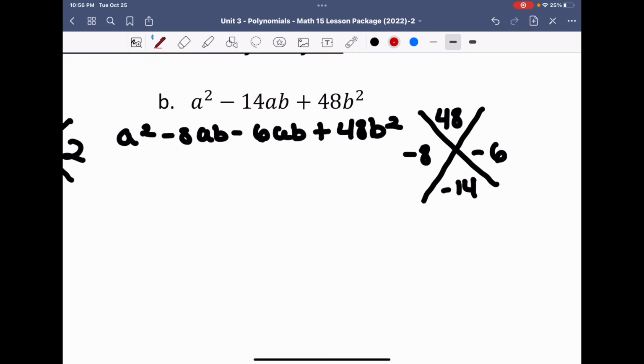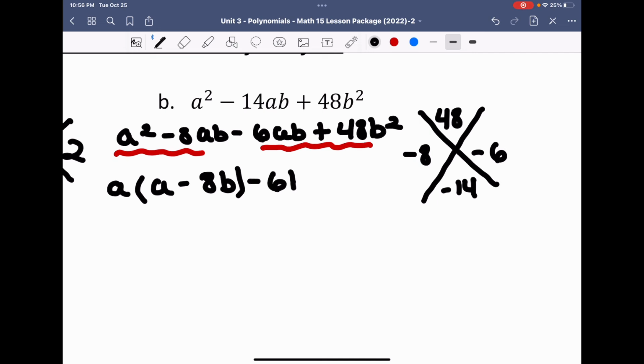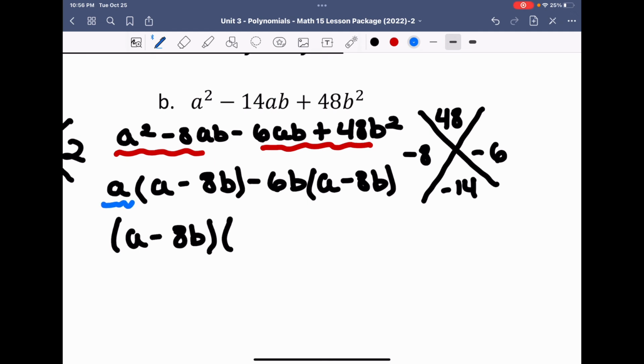All right, now I pair my first two, pair the last two. I can take out a common a from my first pairing, leaving me with a minus 8b. I can take out a common b and a negative 6 from the next term, leaving me with a minus 8b, because 48 divided by negative 6 gives me negative 8, and a b off of b squared is b. Now, I take that shared term of a minus 8b, put it out front, and pair together my two coefficient terms, which are a minus 6b. There we go.